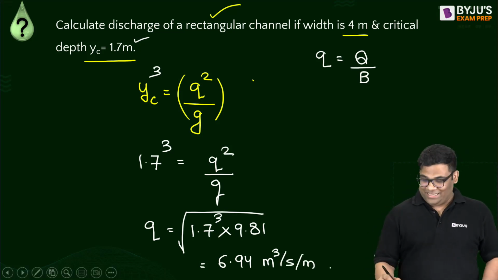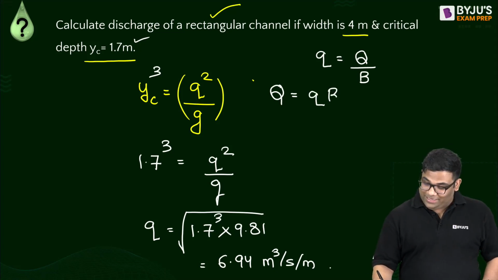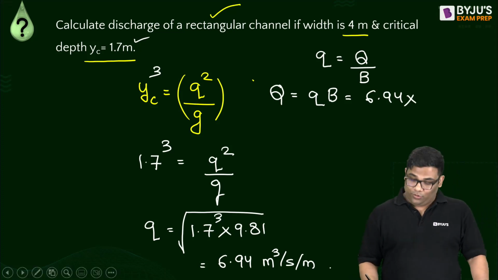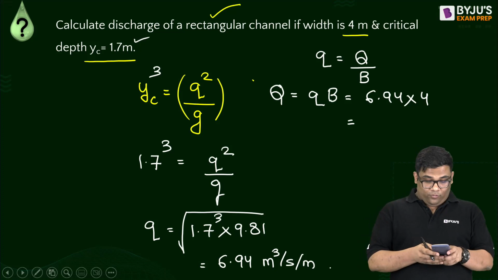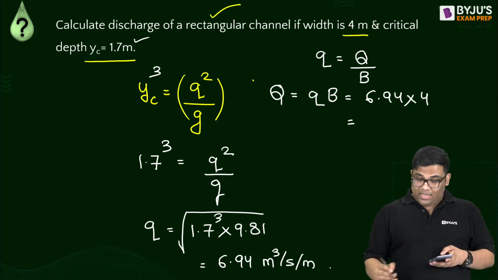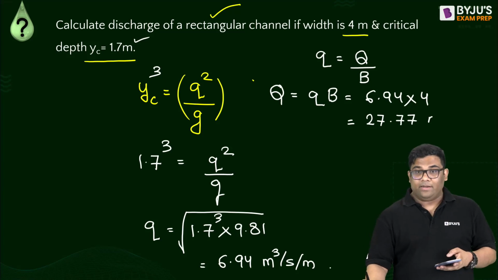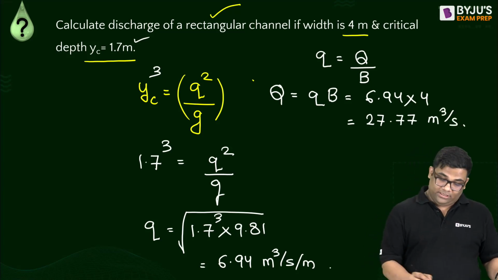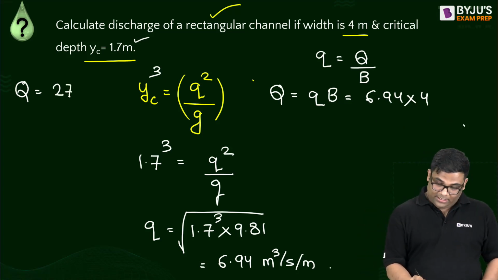discharge per unit width. If I want to find out discharge, that will be the small q into b. That is 6.94 into your b, which is 4 meter. If I multiply 4 here, I'm getting approximately 27.77 meter cube per second. So from this calculation I'm getting a discharge value of 27.77 meter cube per second.